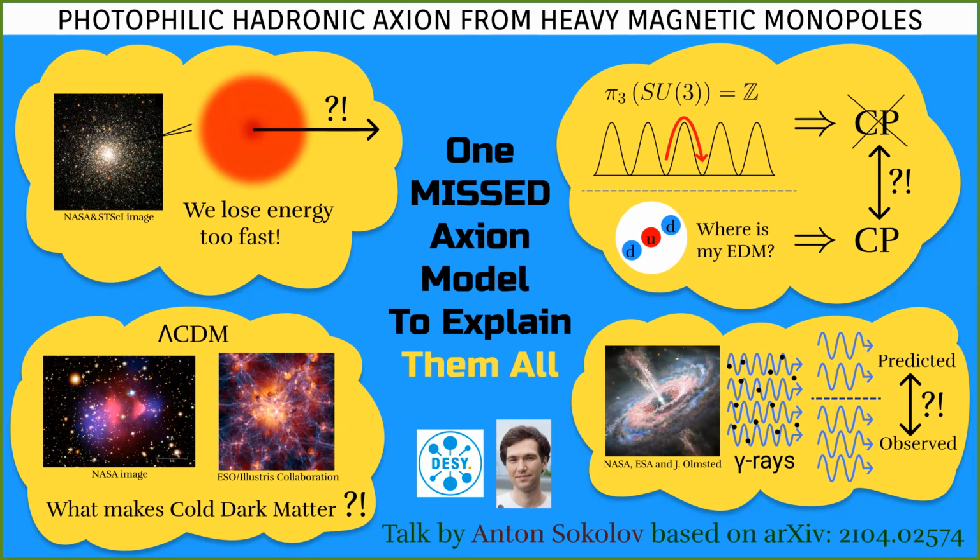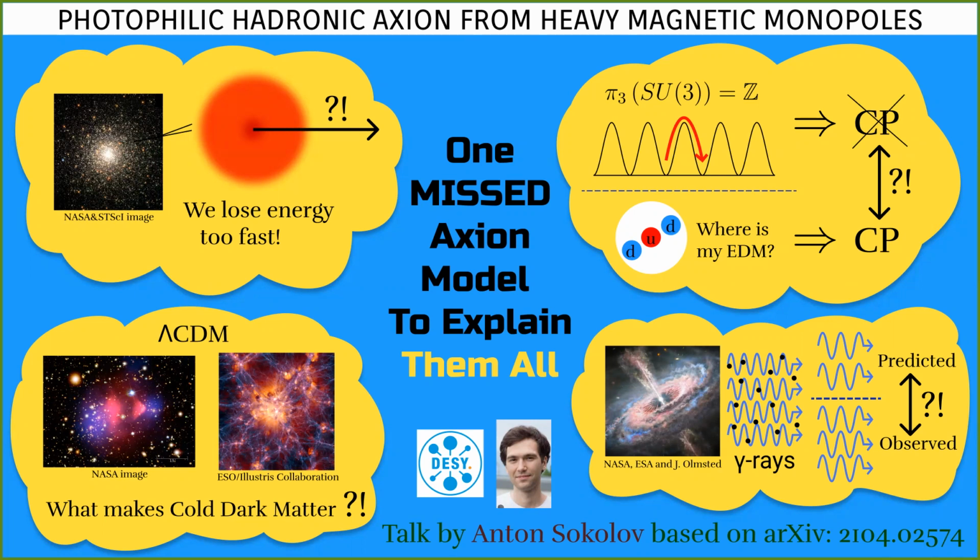So this model is quite basic, and in fact, I call it on the first slide the missed axion model, because it could have been proposed, I think, 40 years ago, and it is not less simple than the KSVZ model, for example. It is also very nice because it has the advantage of explaining many hints.